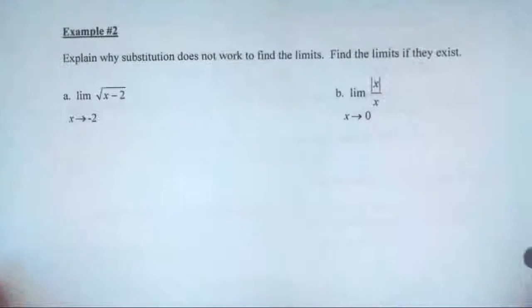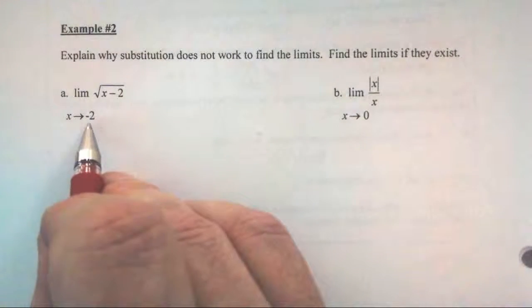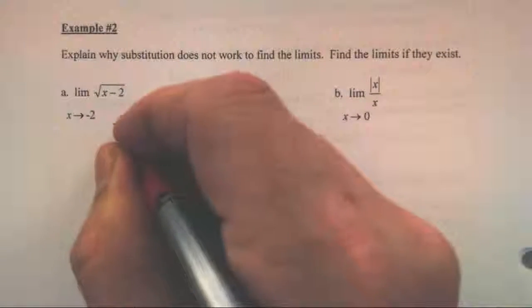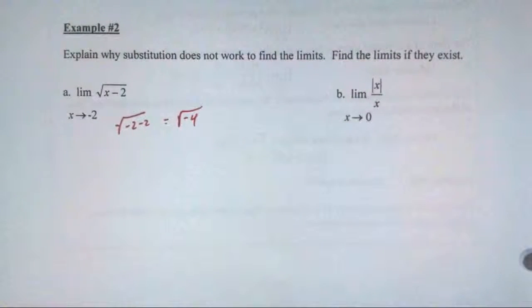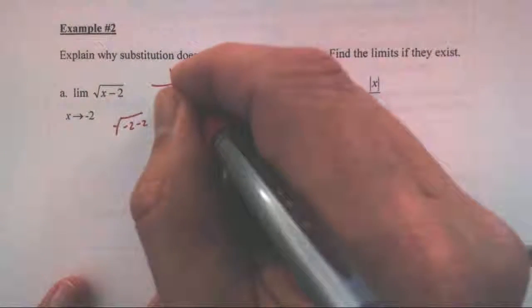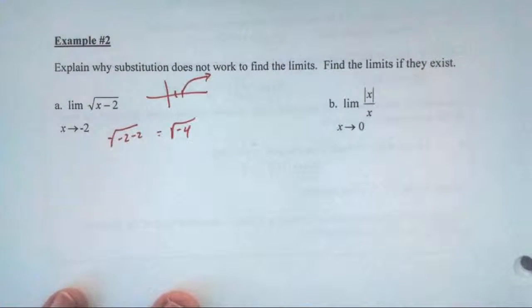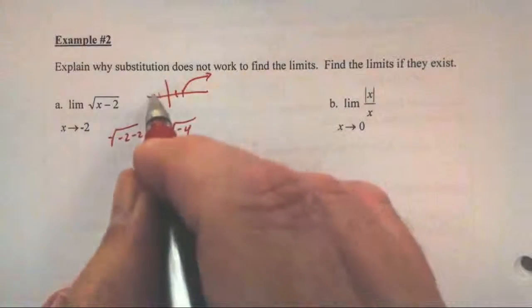Okay, example two. Explain why substitution does not work to find the limit of this. Well, if I put in negative 2, I get the square root of negative 2 minus 2. I get the square root of negative 4. Pretty clear why it's not going to work. We're undefined there. The graph of this thing looks like that. Square root function shifted to the right 2. It doesn't exist over here at negative 2.